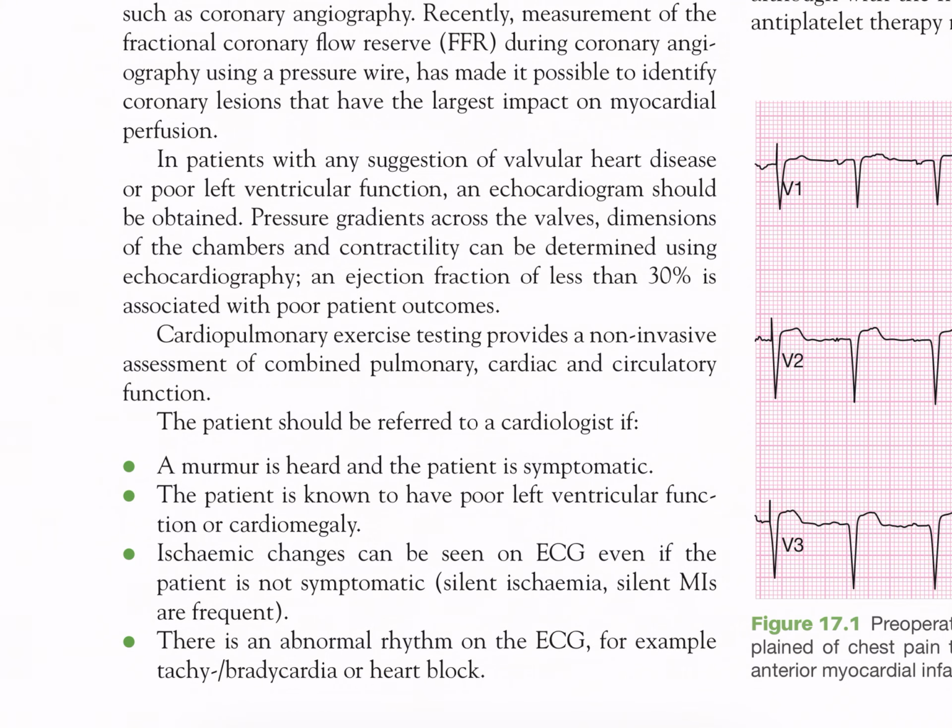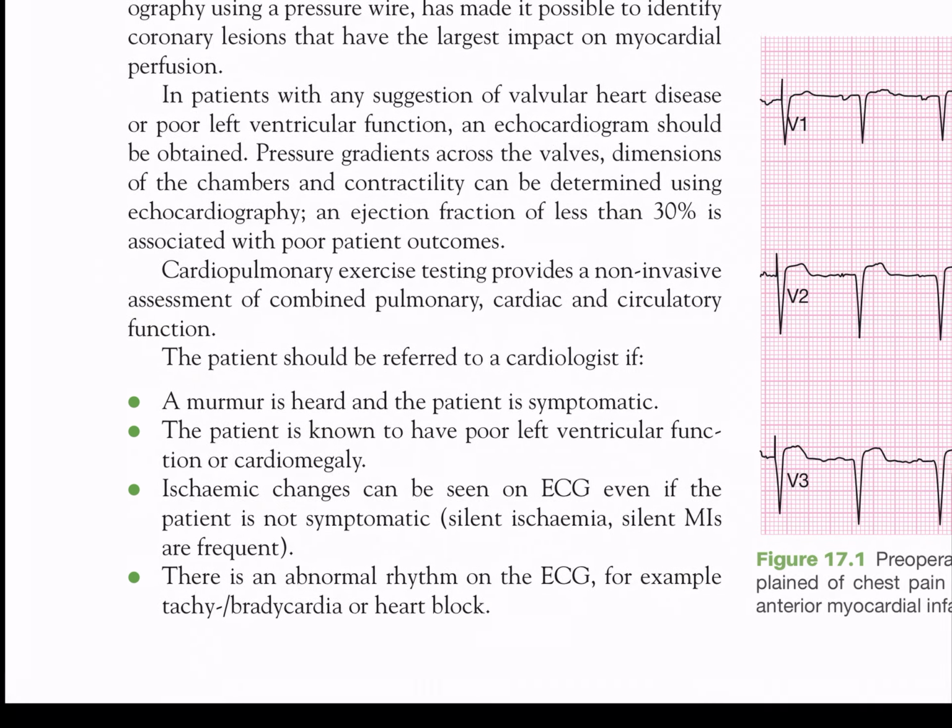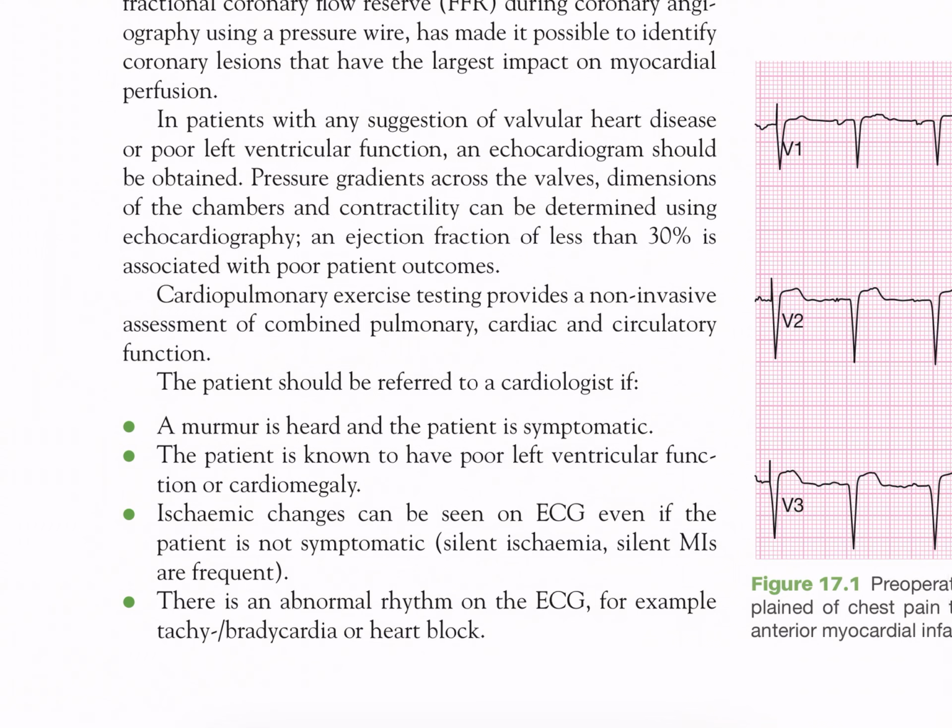The patient should be referred to a cardiologist if a murmur is heard and the patient is symptomatic, or the patient is known to have poor left ventricular function or cardiomegaly. Ischemic changes can be seen on ECG even if the patient is not symptomatic. Silent ischemia and silent MIs are frequent. There may be an abnormal rhythm on the ECG, for example, tachycardia, bradycardia, or heart block.